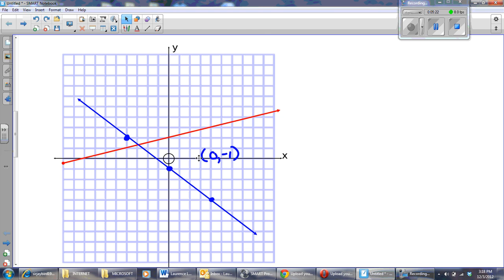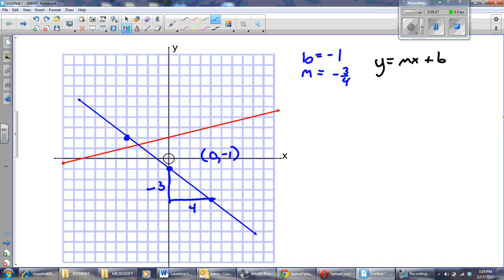But there's my y-intercept, so I know that b equals -1. I'm going to count my slope, and I'm going to go down 1, 2, 3. So I get a -3. And then write 1, 2, 3, 4, 3 fourths. So m equals -3 fourths. All right, y equals mx plus b, and all I do is fill in the numbers. Y equals -3 fourths x minus 1.